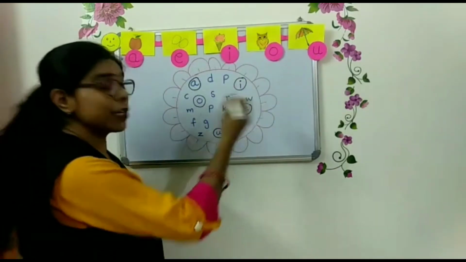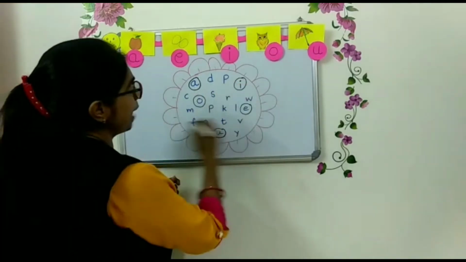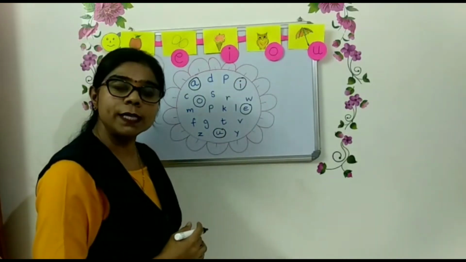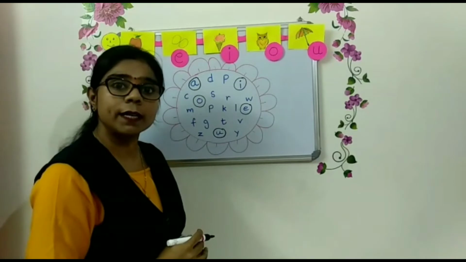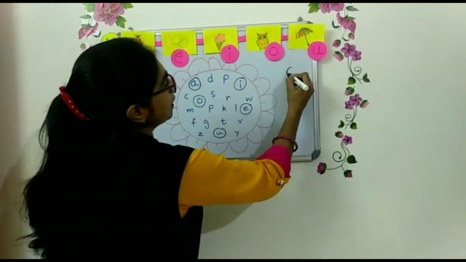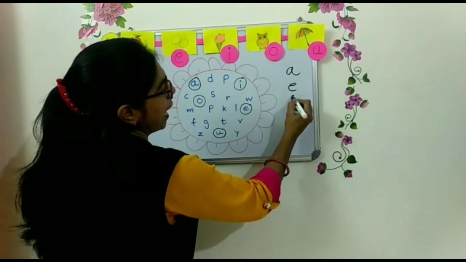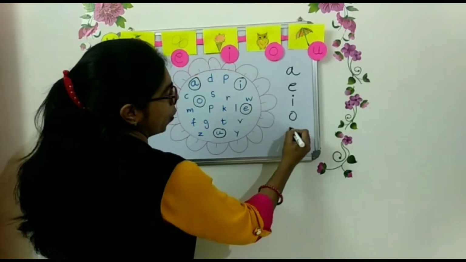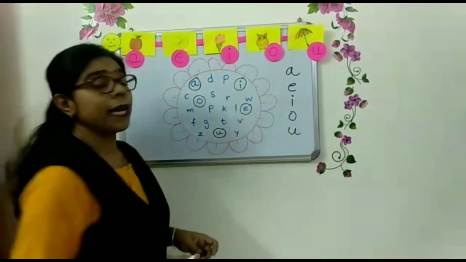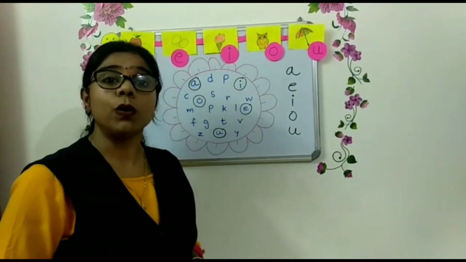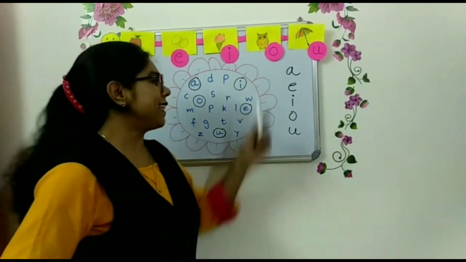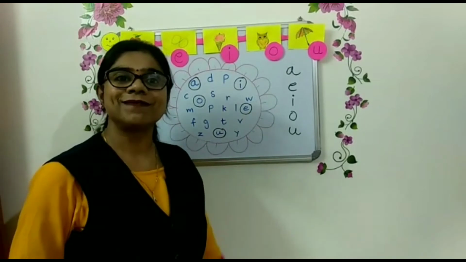Okay children, shall we revise again? How many alphabets are vowels? 5 alphabets. And what are these? A, E, I, O, U. These are vowels.